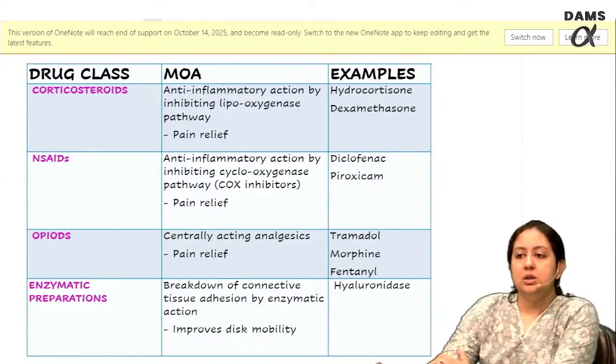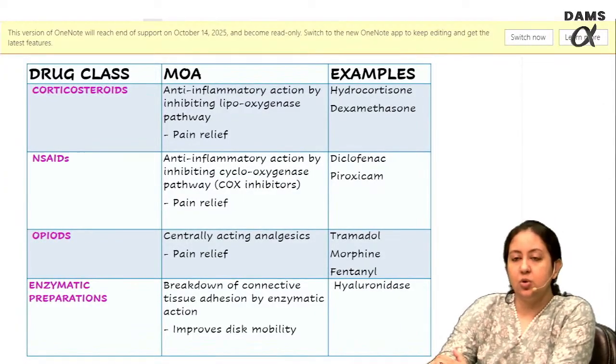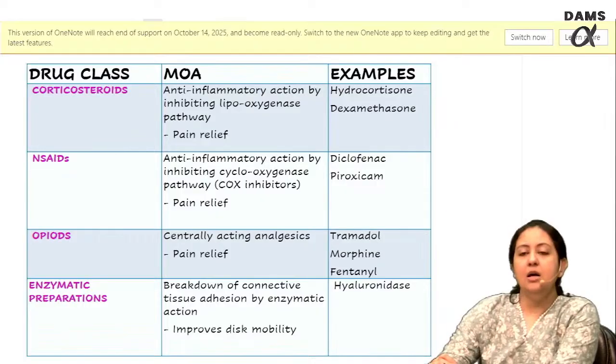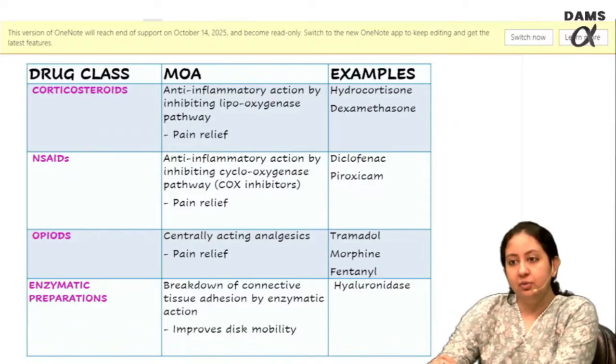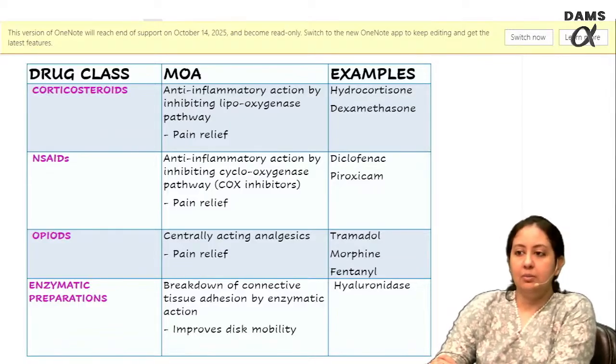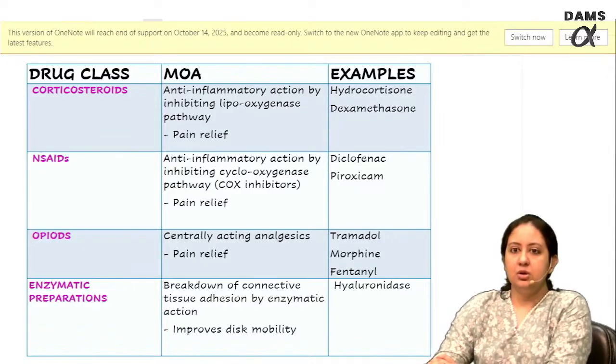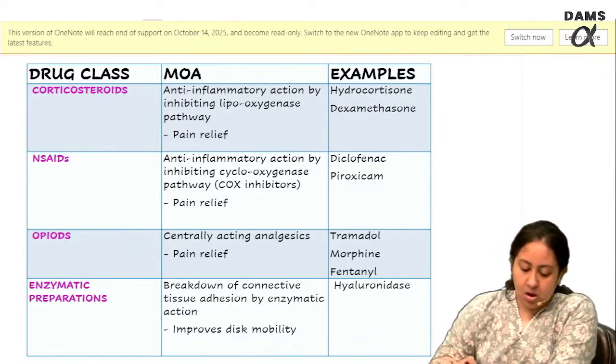So the type of drugs that you can introduce in the joint after TMJ arthrocentesis. Whenever you are doing a TMJ arthrocentesis, first you will do a lavage of the joint, or wash the joint, with Ringer's lactate or normal saline. Ringer's lactate is preferred over normal saline. Once you have washed the joint, you can give some therapeutic agents depending on what the patient's condition is. So the therapeutic agents are as follows.